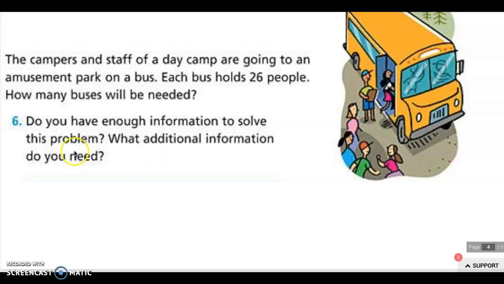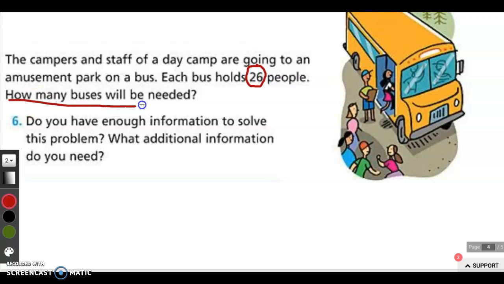All right, so let's take a look at what we have here and what we know. We know that each bus holds 26 people. I'm not seeing any other numbers I can circle. So if they want to know how many buses will be needed, something's missing here. We know it can hold 26 people, but are we going to need 1 bus, 2 buses, 3 buses? We don't know, because we don't know how many people are going to the amusement park.